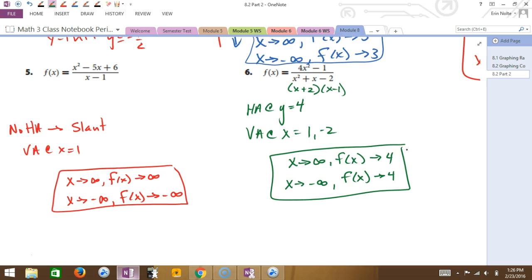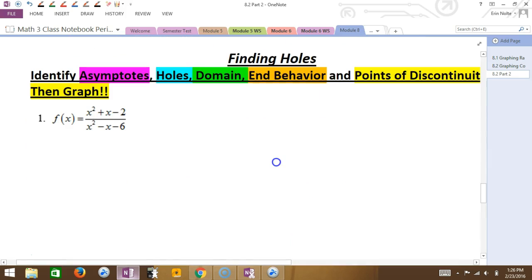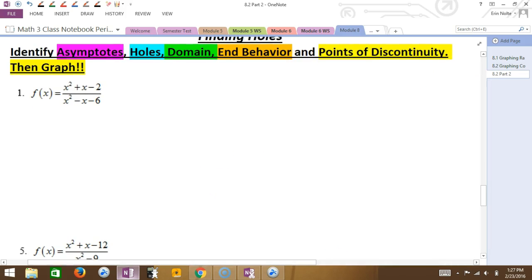Let's talk about holes. Part 2, finding the holes. On this example, basically what I'm going to do is just kind of do everything. I want you to be able to graph this function. You need to be able to find the asymptotes, find holes, and understand what the domain is, the end behavior, which we just talked about, and points of discontinuity. That's very simple. I'll talk to you about it after I graph this.